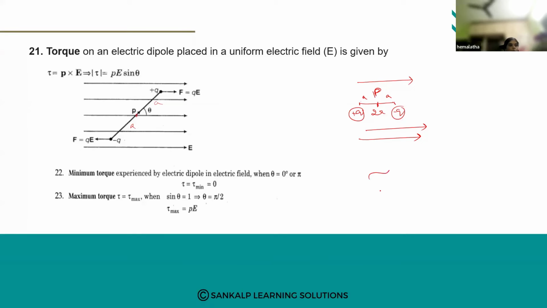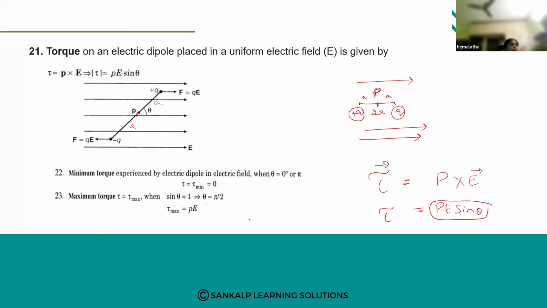Torque, we'll write like tau is P cross E. Okay, P is the dipole moment, and E is the electric field. Very, very important: the electric dipole will orient itself inside the electric field. So torque is P cross E, which is a vector product, so you can write P E sin theta. This is known as the torque experienced by the electric dipole inside a field.